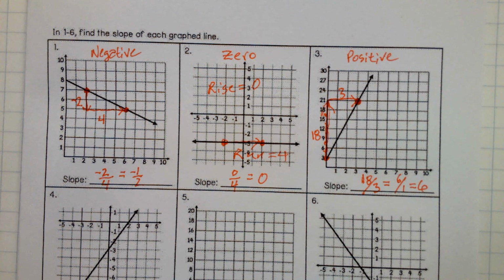Okay, so this is what I got, guys. I picked this point at 0.3 and this point at 3.21. So my rise was 18, my run was 3, and I reduced that to 6 ones or just 6. So in the end, we all should have gotten the answer of 6. Okay. All right, great job.